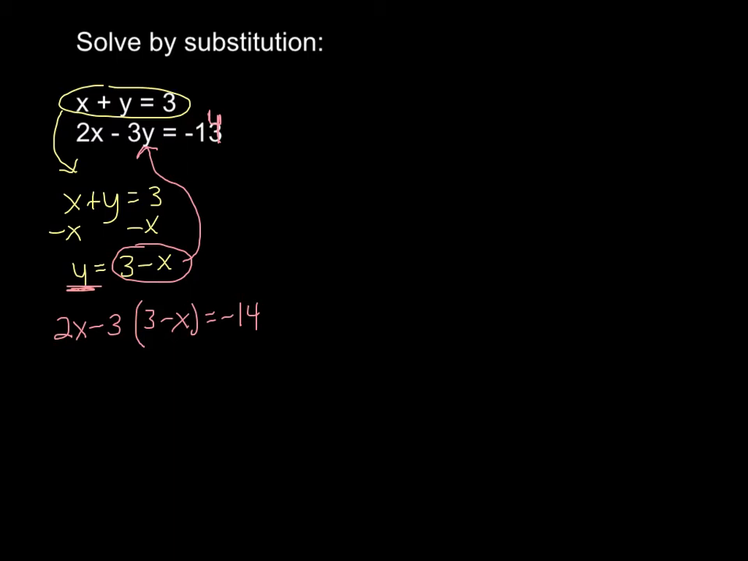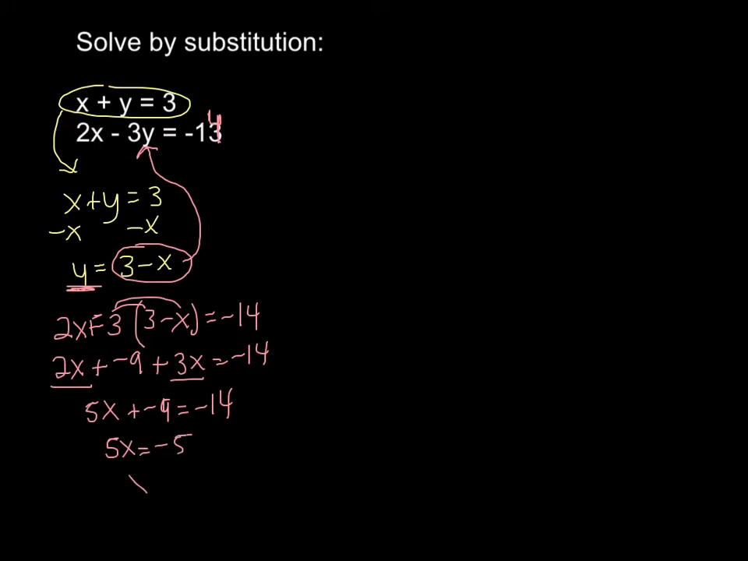Okay, now distributing, this is like plus a negative, so I want to distribute a negative 3. I get 2x, add negative 9, add 3x equals negative 14. Combining like terms, 2x and 3x is 5x, add negative 9 equals negative 14. If I add 9 to both sides, I get 5x equals negative 5, and x equals negative 1.